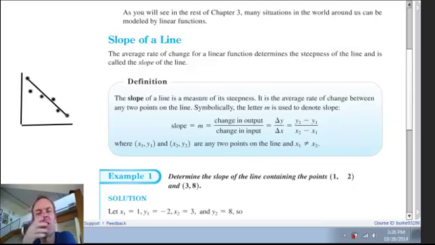Right, so if we look at the book, I'm taking it from the book again. As you will see in the rest of this chapter 3, many situations in the world around us can be modelled by linear functions, okay, straight line graphs. Now the average rate of change for a linear function determines the steepness of the line and is called the slope of the line, okay, the average rate of change for a linear function.